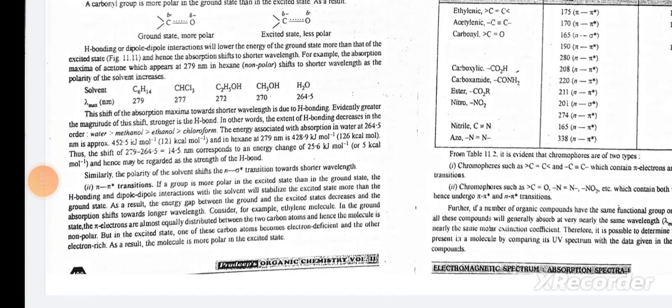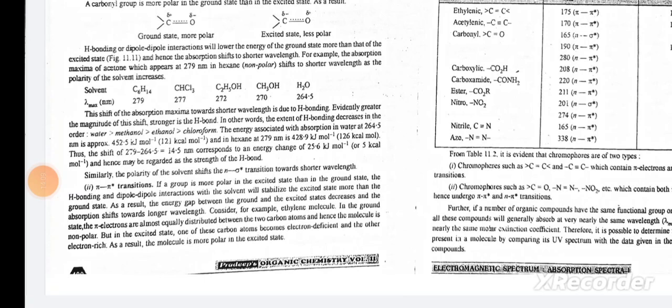Pi to pi star transitions. If a group is more polar in the excited state than in the ground state, the H bonding and dipole-dipole interactions with the solvent will stabilize the excited state more than the ground state. As a result, the energy gap between the ground and the excited state decreases, and the absorption shifts toward longer wavelength. Consider, for example, the ethylene molecule.